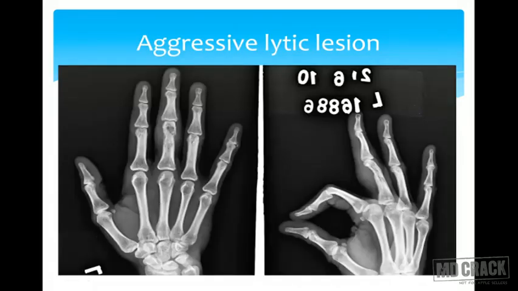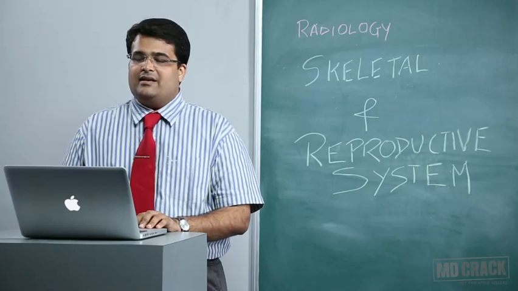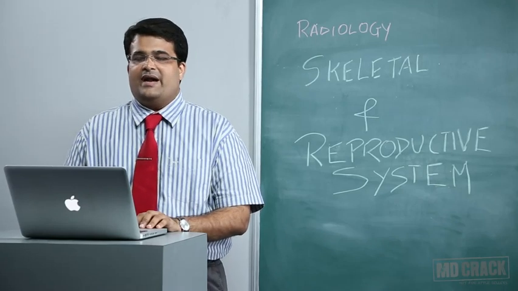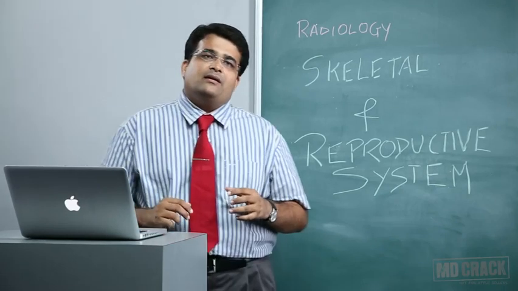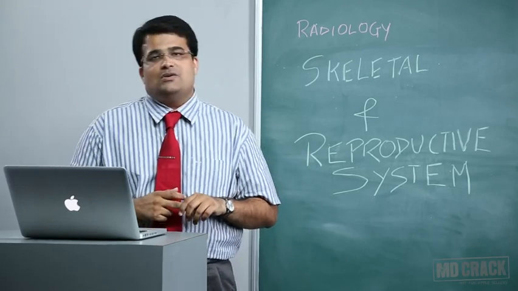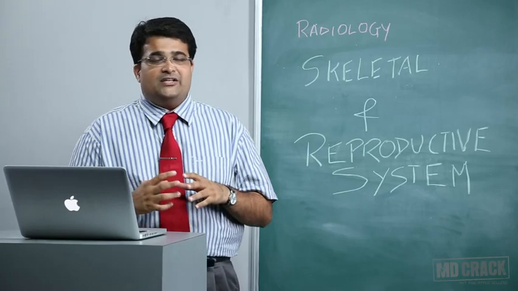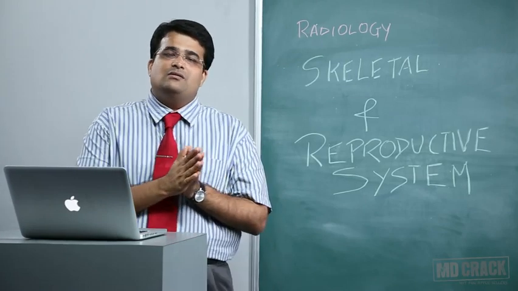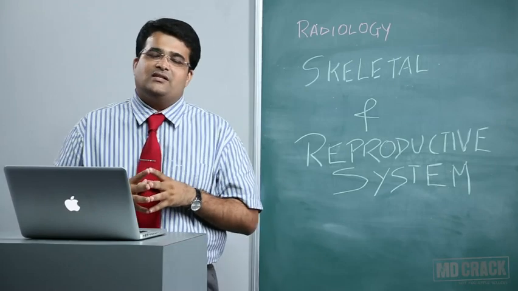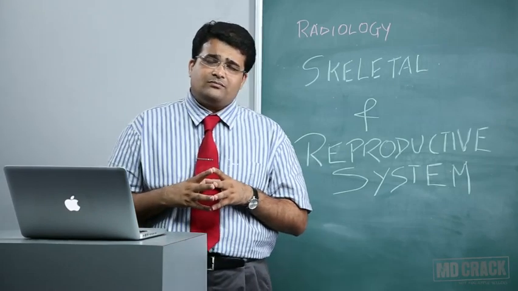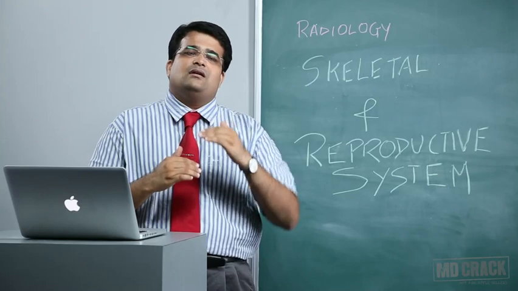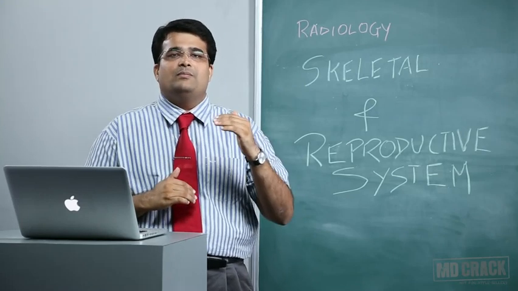Coming to malignant lesions of the bone, this is basically an aggressive lesion having a wide zone of transition. Now, when we describe bone lesions or bone neoplasms, we always talk about zones of transition. The lesion might have a narrow zone of transition, or it might have a wide zone of transition. When I say transition, it's the interface between the normal and the abnormal bone.